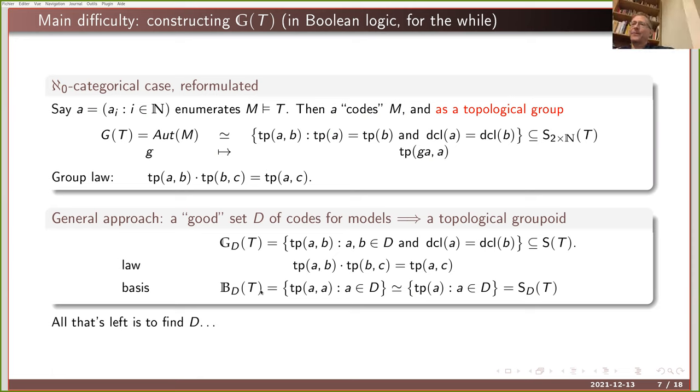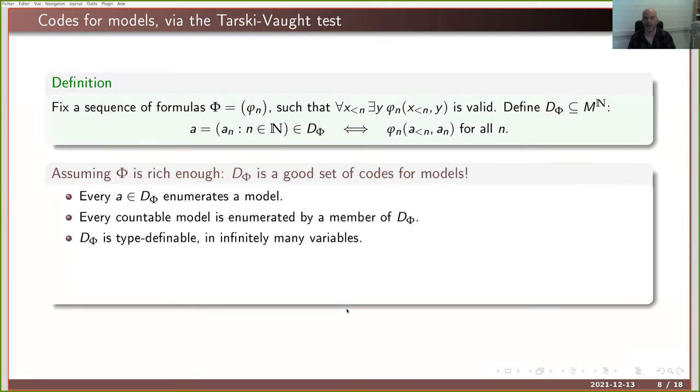Okay. So I want D to be type definable. Even if D is type definable, the group is not going to be compact. But I want the basic... Now, if it's rich enough, then enough many phi n's are just true. And that gives you wiggle room to add elements.